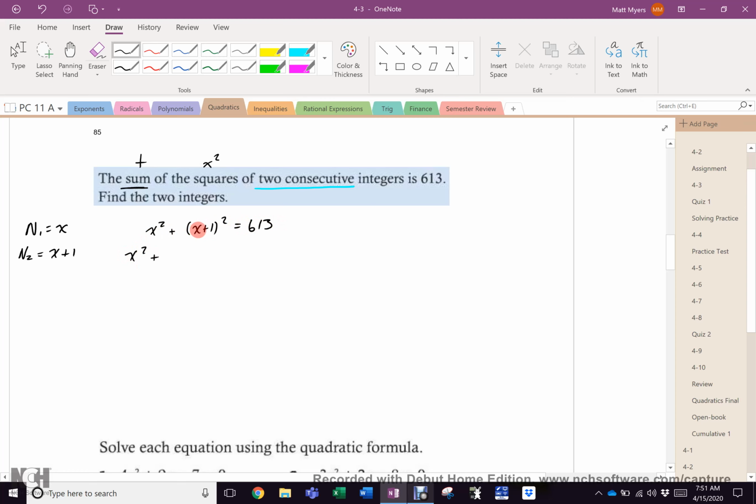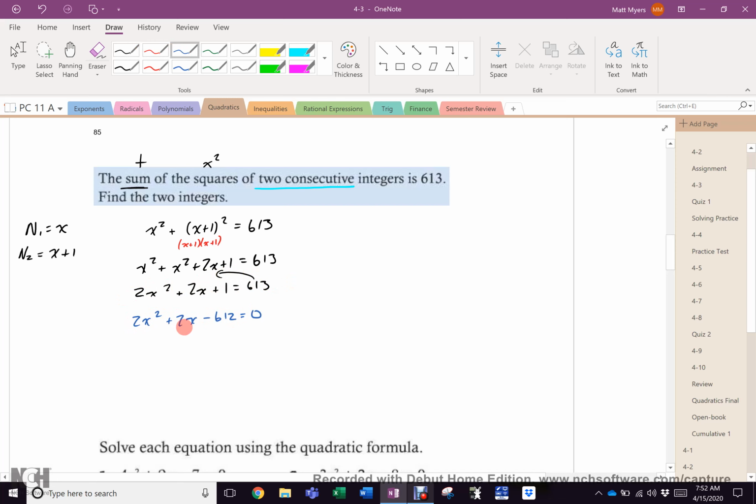X squared plus that, all of you are going to forget, you're going to do it like you always do, that is x plus 1 times x plus 1, which is x squared plus 2x. I'm going to make this bigger. X squared plus 2x plus 1 equals 613. Collect your like terms. 2x squared plus 2x plus 1 equals 613. That does not look like our nice quadratic formula, so I'm going to bring that 613 over, and I'm going to get 2x squared plus 2x minus 612 equals 0.